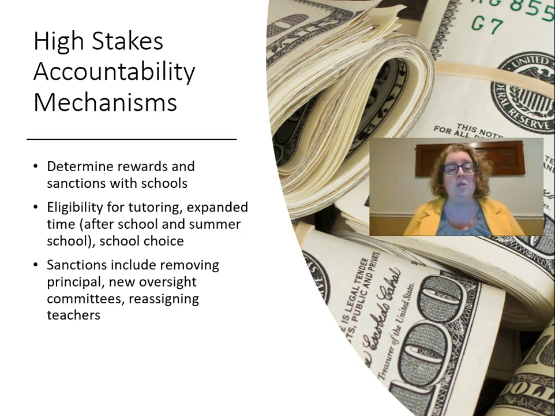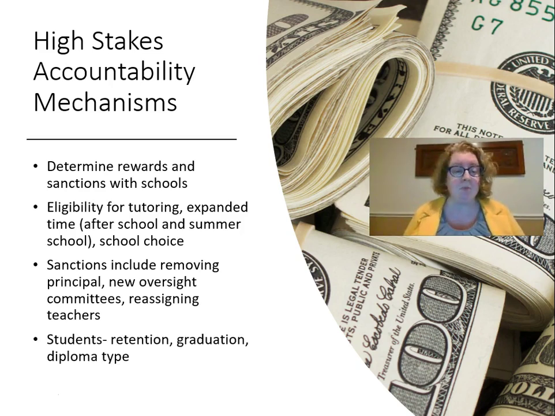Sanctions can also include removing a principal. So at the district level, that might be where they get a new principal, although the teachers might be replaced. At the state level, there might be a new oversight committee at the district, reassigning all of those teachers. So definitely jobs are on the line when we're talking about those turnaround schools, especially turnaround schools that have been historically at that failing level.